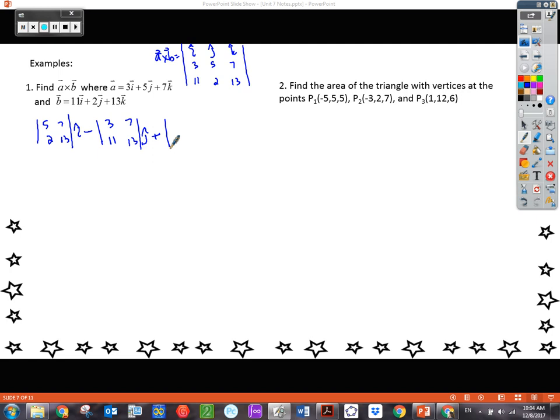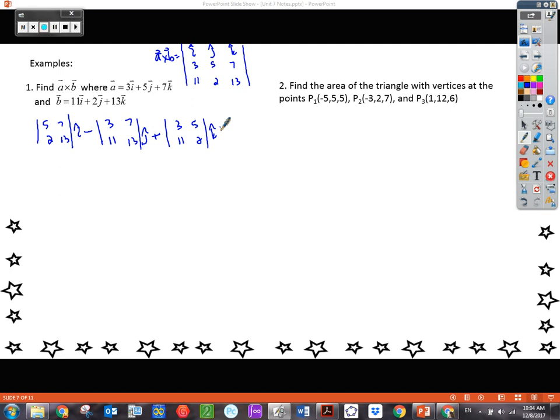Plus the last 2 by 2, I'm going to ignore this last column, the K column, and the top. And so I copy down 3, 11, 5, and 2, and that's multiplied by K. Okay, are we okay with the expansion of the 3 by 3 into 3 2 by 2s?